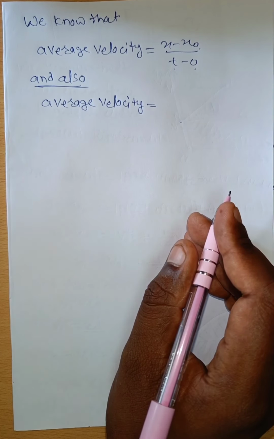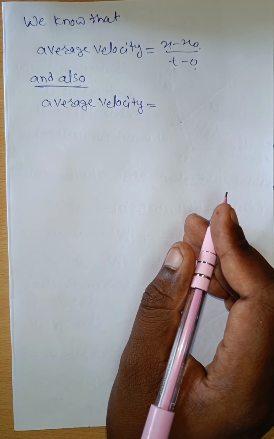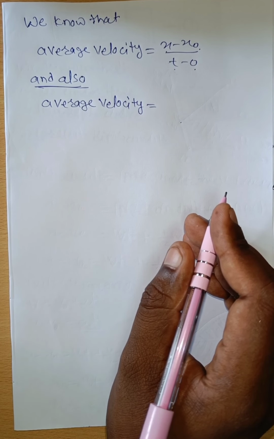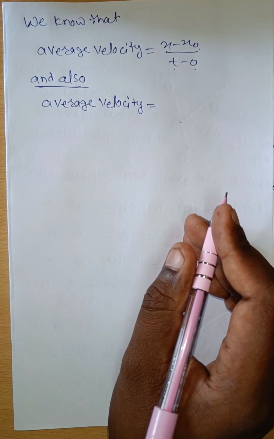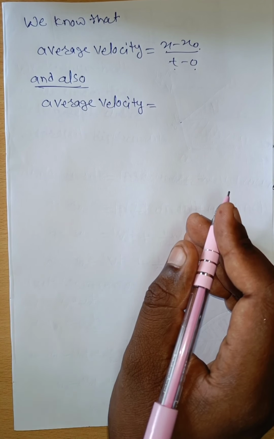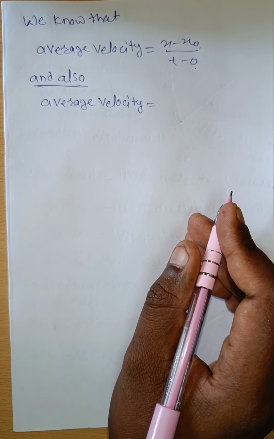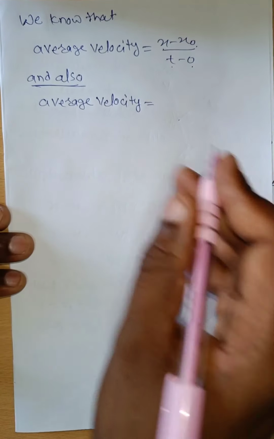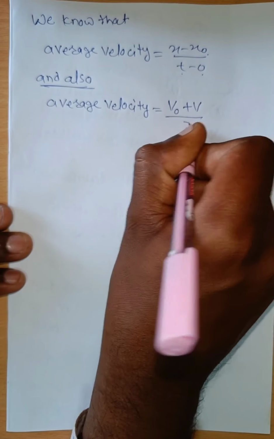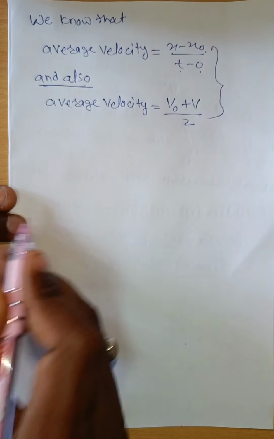Now in that case there are two velocities, initial velocity v naught and final velocity v. If you want to find the average velocity, then initial velocity plus final velocity divided by 2. This is also one of the formulas of average velocity. Therefore average velocity is equal to v naught plus v divided by 2. Then we have to combine these two equations.